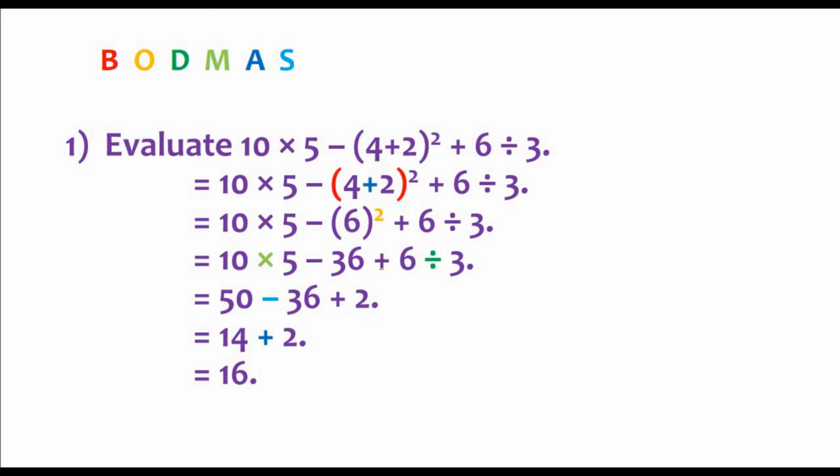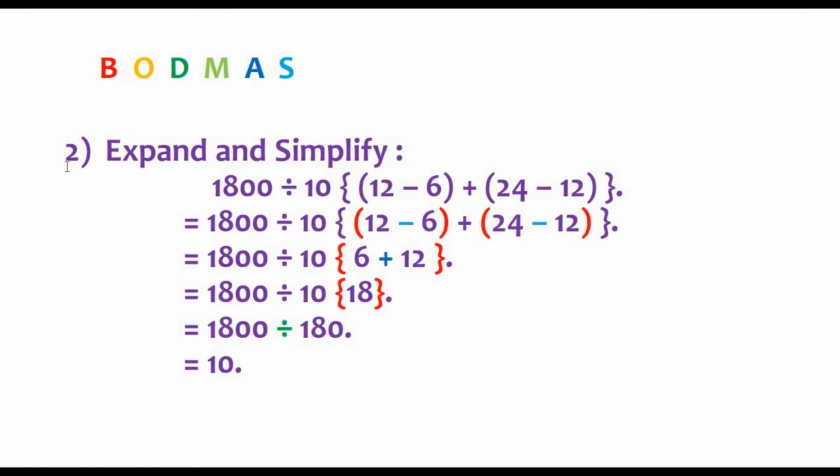Now we have sorted both of them. Now we are left with subtraction and addition. And according to BODMAS, they too do not have priority over each other. You can sort them simultaneously, yet you need to follow the left to right rule. So from left, we will move on. 50 minus 36 becomes 14, plus 2 makes 16. So the answer is 16.